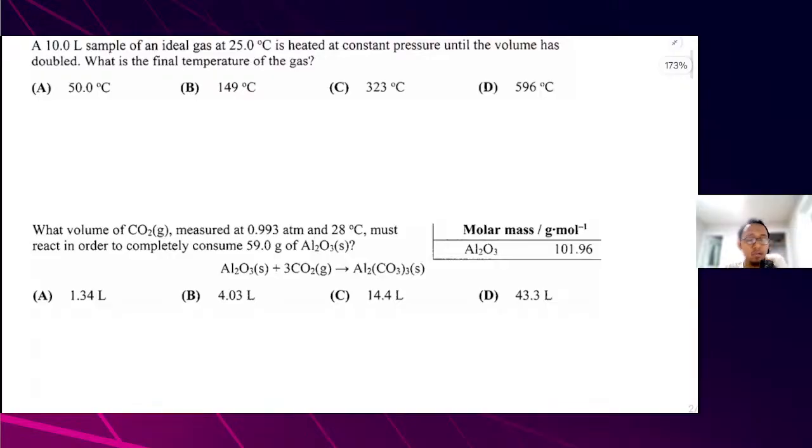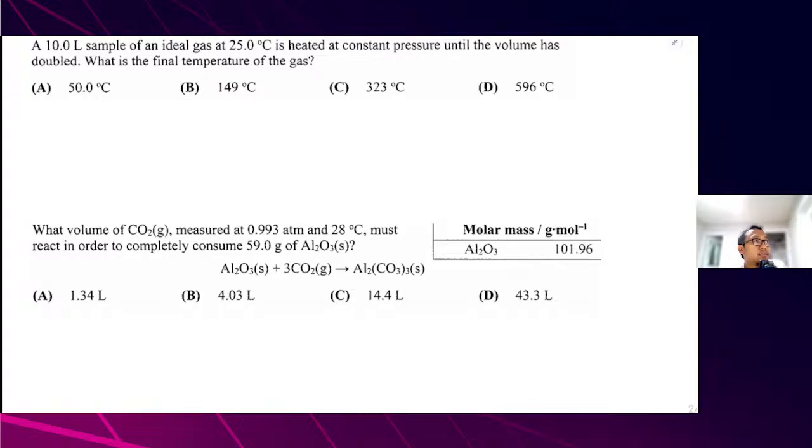A 10-liter sample of ideal gas at 25 degrees Celsius is heated at constant pressure until the volume has doubled. What is the final temperature?